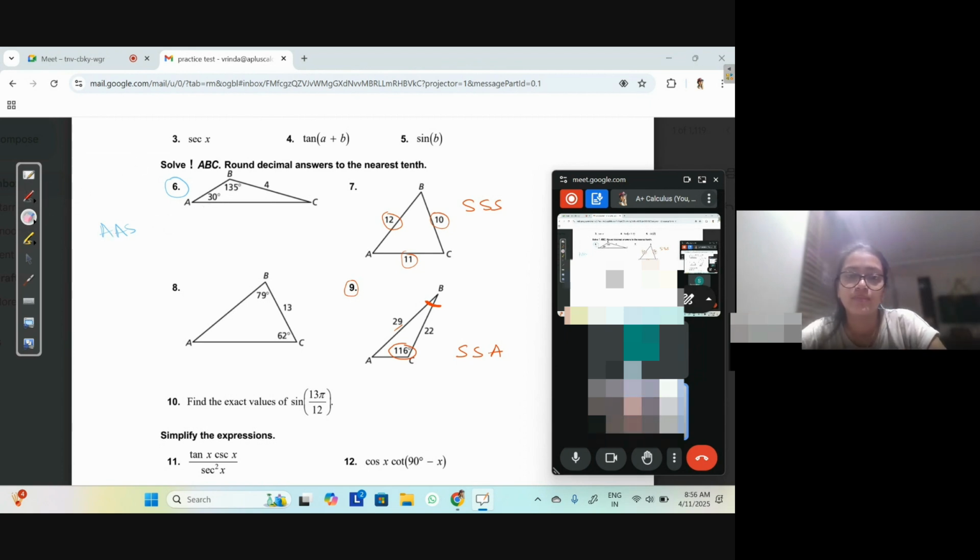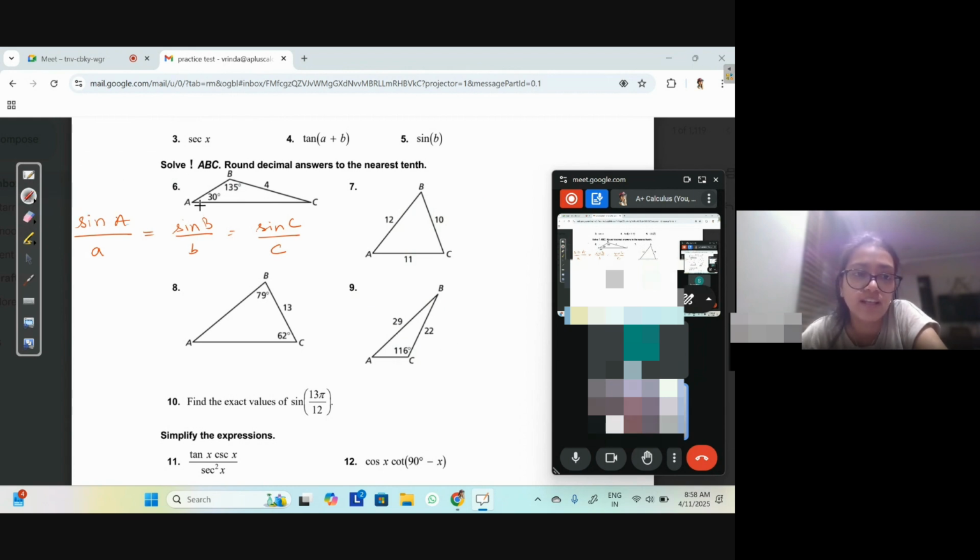Okay. So how will you use it? You just write the three ratios: sine A over a equals sine B over b equals sine C over c. Okay. Now how will you apply this? In number 6, you have 2 angles. First of all, just label everything. This is A, so this is your small a. This is angle C, so this side is small c. And this is angle B, so this side is small b. Okay, now you put everything in the formula.